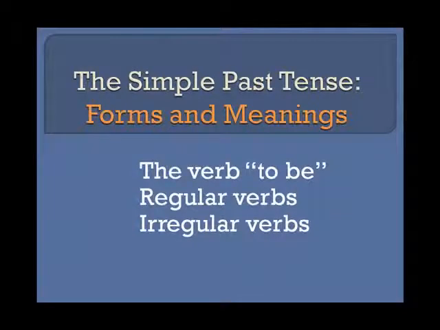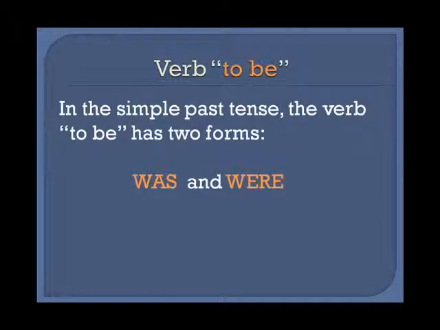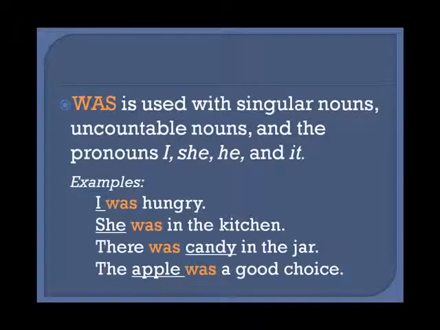So now we'll turn our attention to the forms and meanings of the simple past tense. We'll look at the verb to be, regular verbs, and irregular verbs. In the simple past tense, the verb to be has two forms, was and were. Was is used with singular nouns, uncountable nouns, and the pronouns I, she, he, and it.